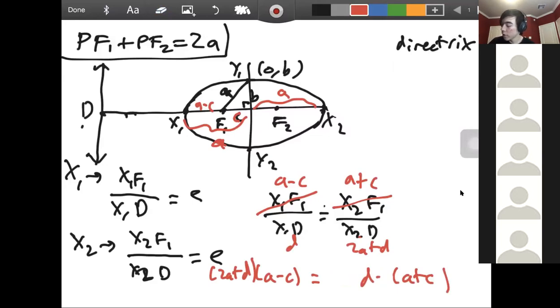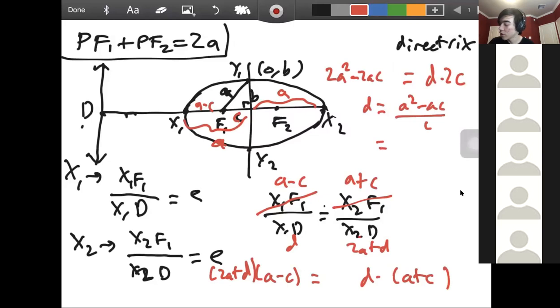Okay, and if we solve it, we get d times 2c on the right, and on the left, we have 2a squared minus 2ac. So d is (a squared minus ac) over c, which is a squared over c minus a. So we have a squared over c minus a.